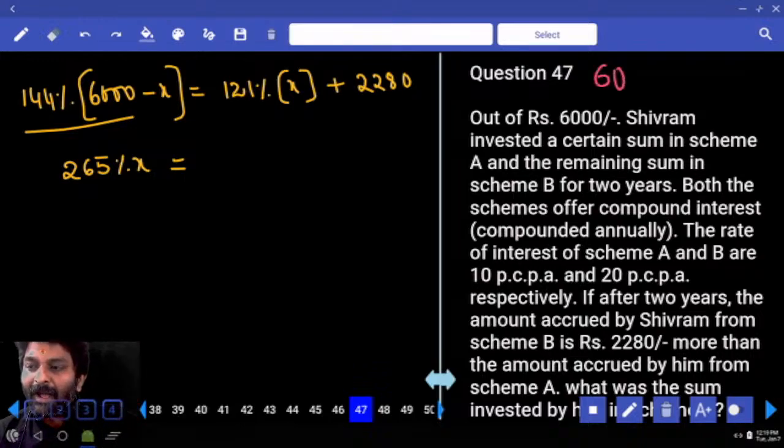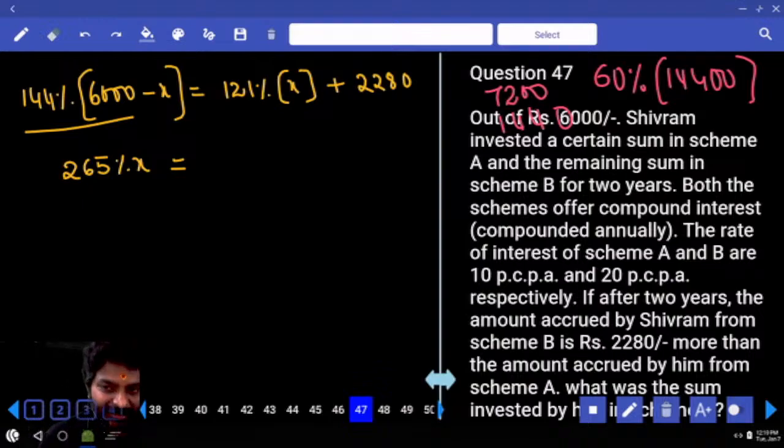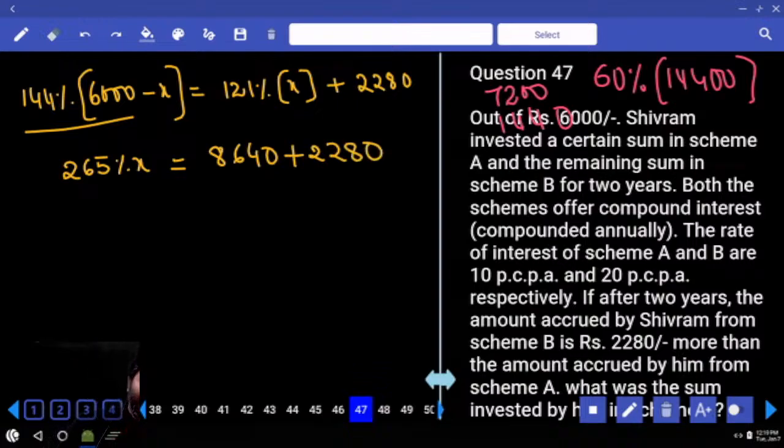Or otherwise 60% of 144 also. 10%, 1440, 50%, 7200 plus 1440, 8640 plus 2280. అర్థమైందా?